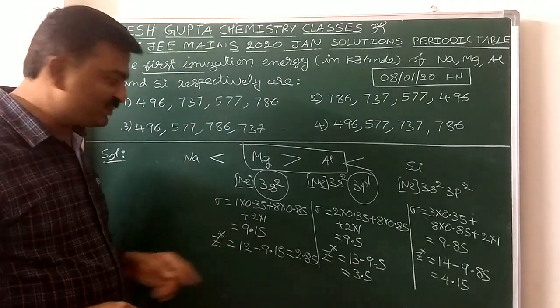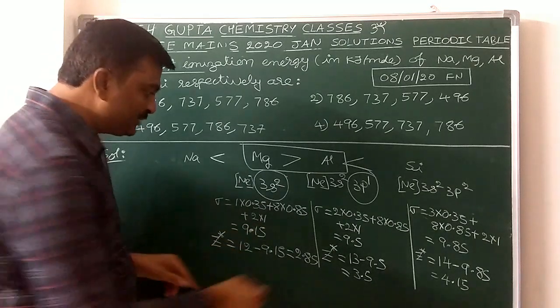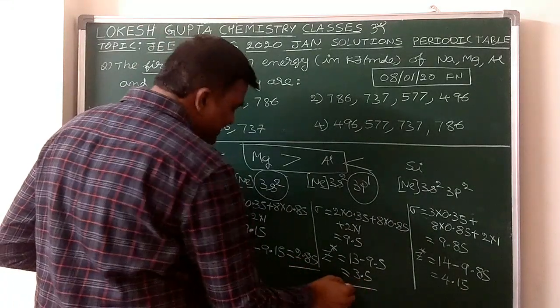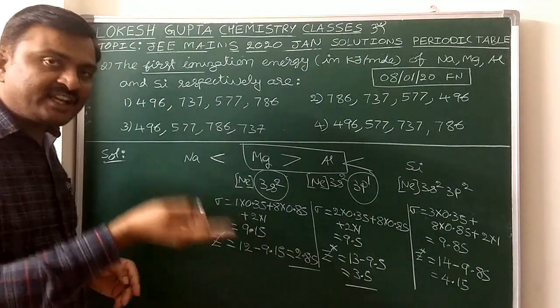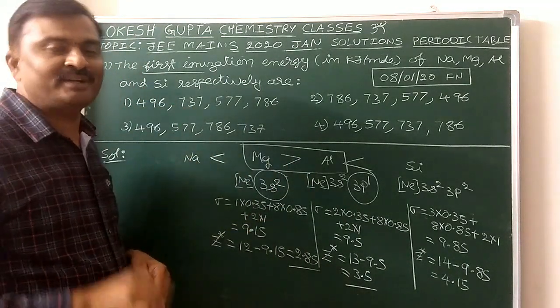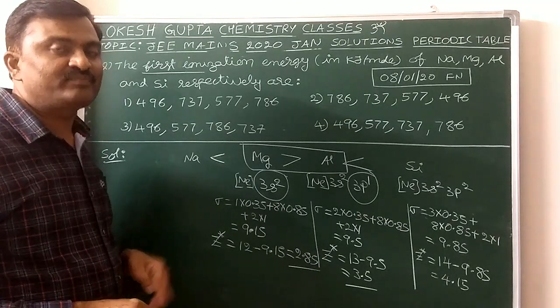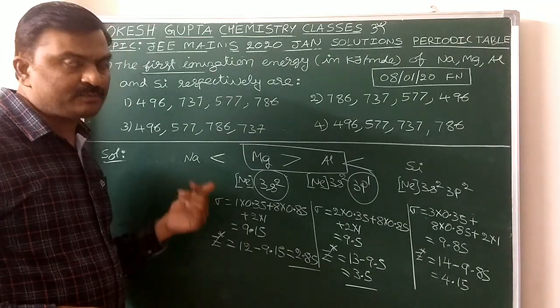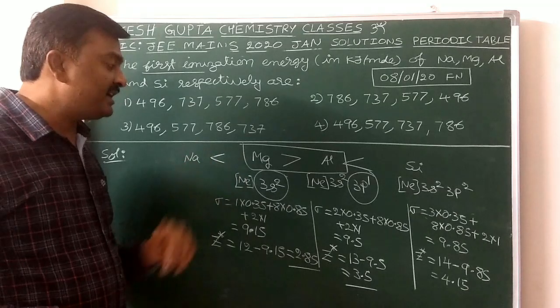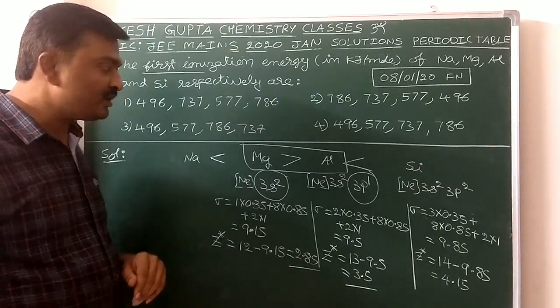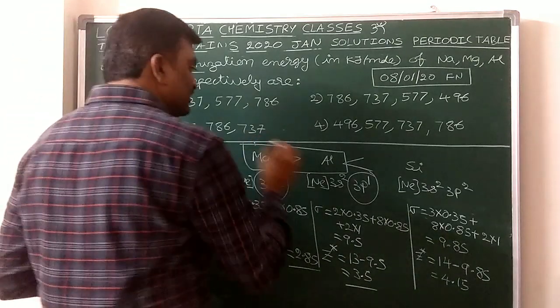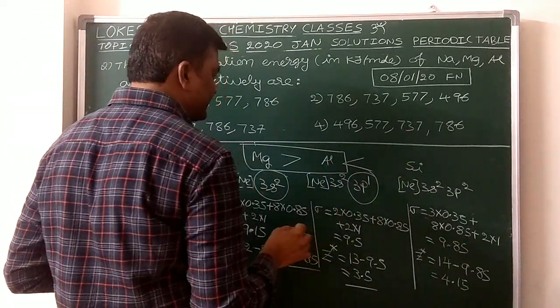One more point you have to know. From magnesium to aluminium, effective nuclear charge increased. But in this case, penetration power alone dominated. Due to the greater penetration power of 3s electrons, ionization energy of magnesium is more than that of aluminium. Now, what about aluminium to silicon, an increase?